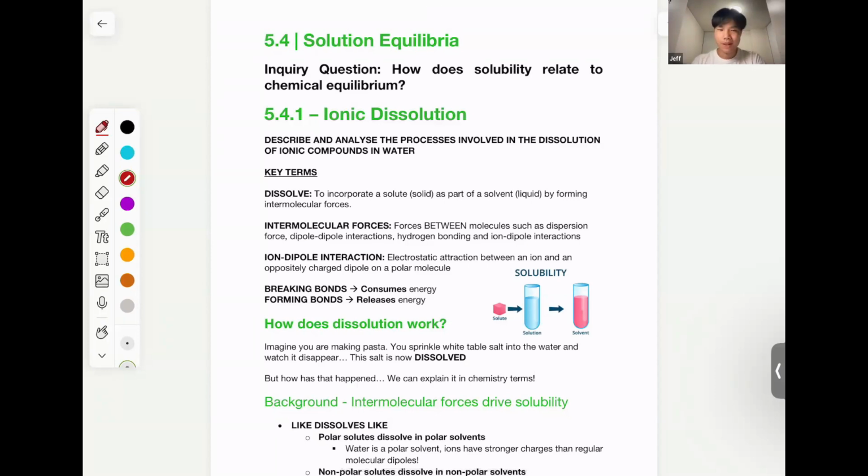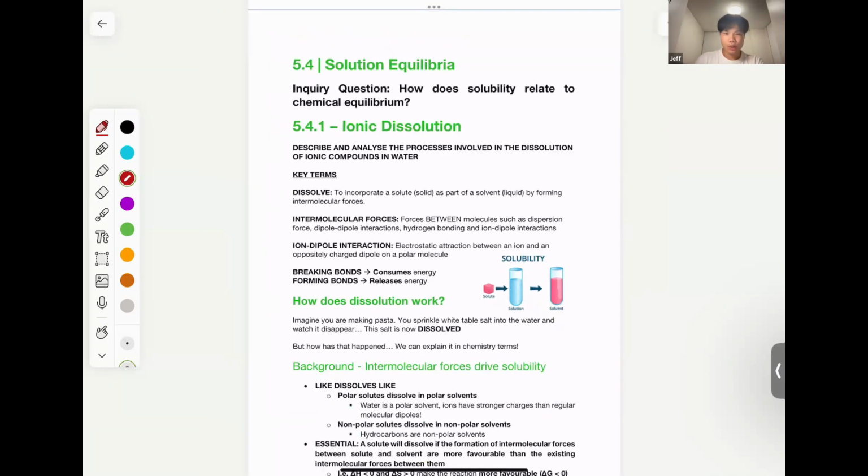Okay. Final inquiry question. We're doing well. Okay. So solution equilibria. As I said, Gabriel and Sophie, if you need to head off, no stress at all.